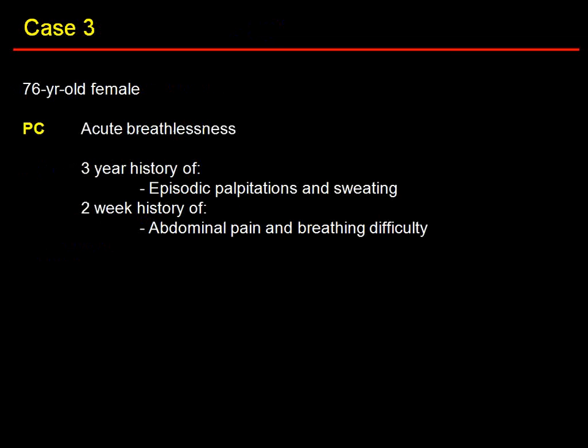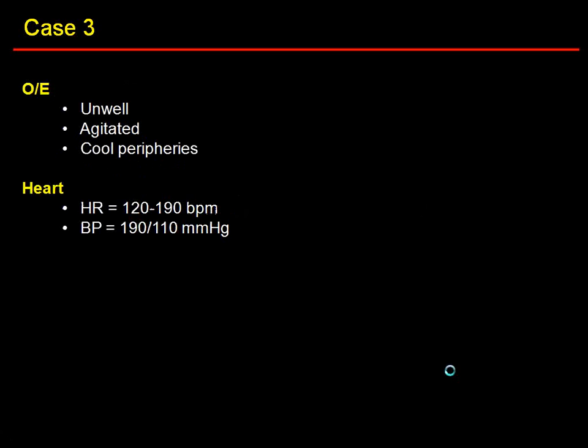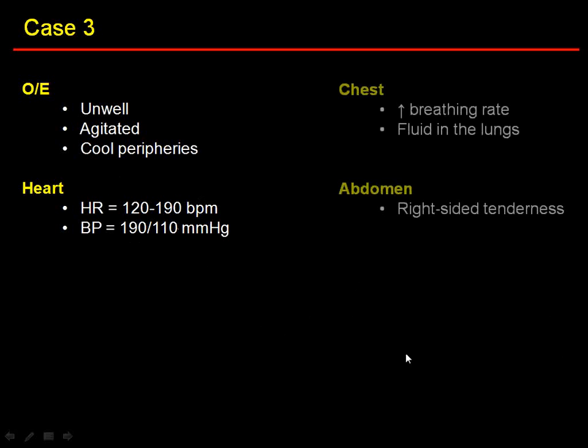Again, to illustrate this with a case study, a 76-year-old female who presented with acute breathlessness, 3-year history of palpitations and sweating, abdominal pain. She was agitated at presentation. Her heart rate was quite fast, what should be a 60 or 70. Her heart was running at 120, quite high blood pressure. The breathing rate was increased. There was fluid in the lungs, and she was quite tender in her abdomen.